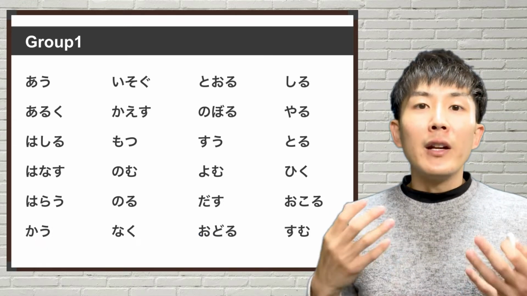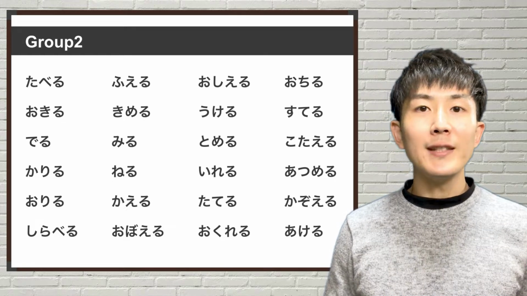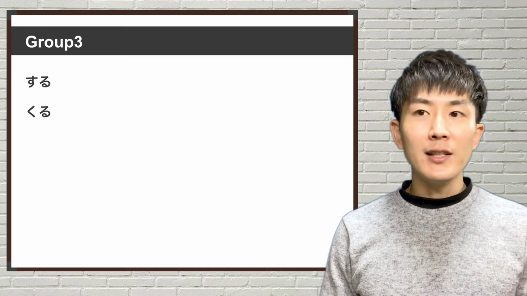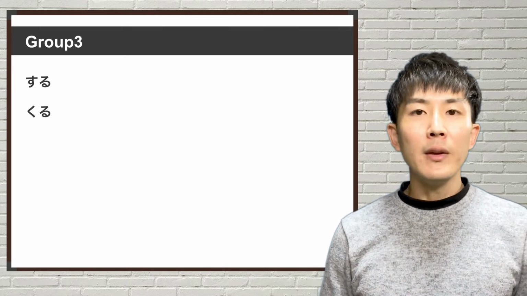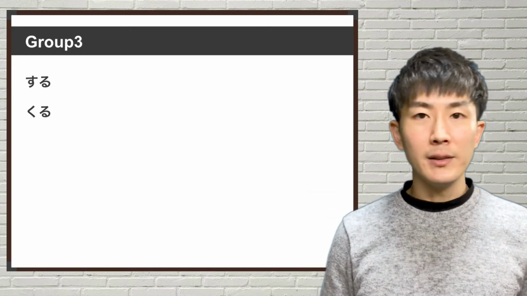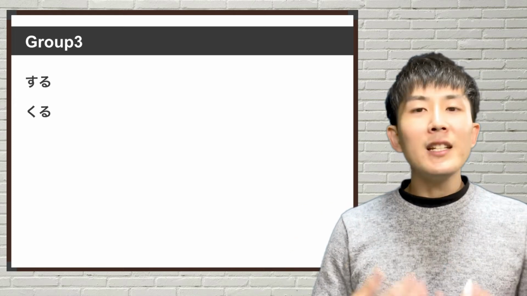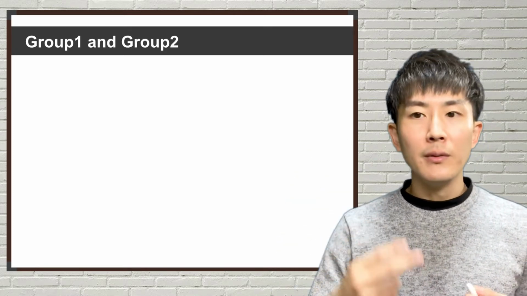Okay, Group 2 is here. Then, Group 3 is here. Group 3 has an irregular conjugation system. That's why it's called irregular verbs. However, it mainly has only two verbs, so maybe it's not difficult to memorize them. Then, in this video, I'm going to mainly talk about Group 1 and 2.